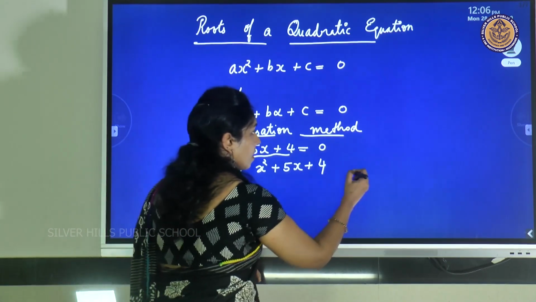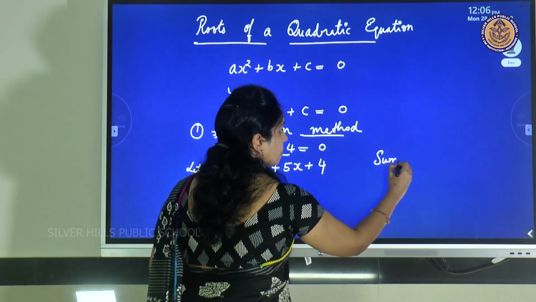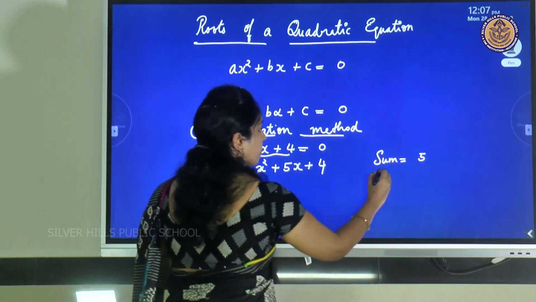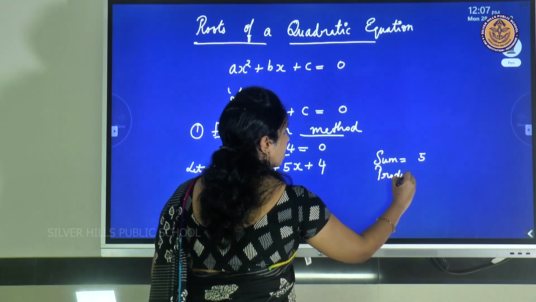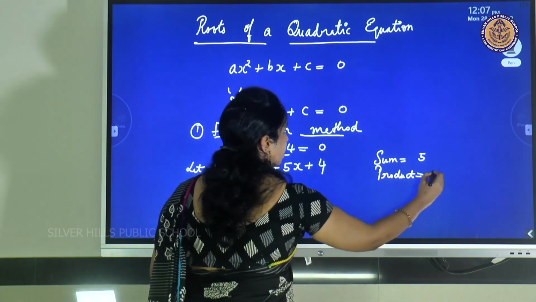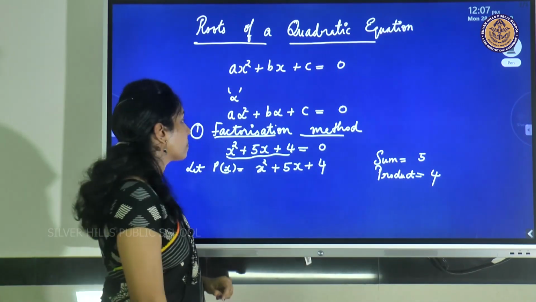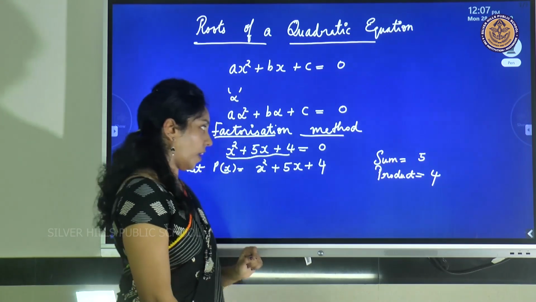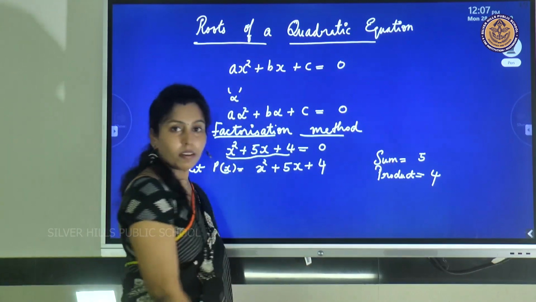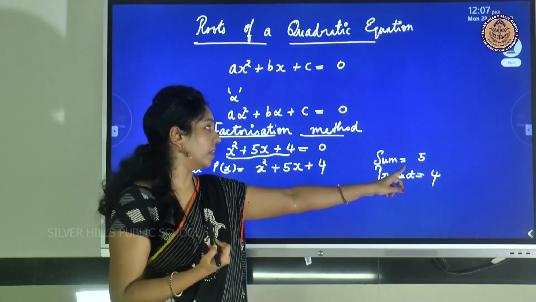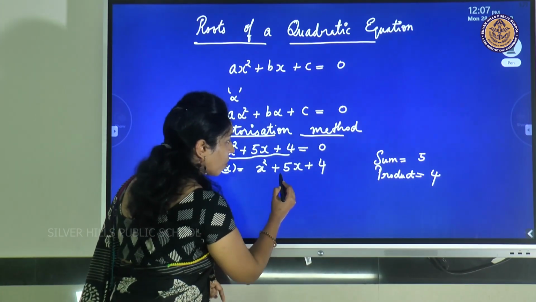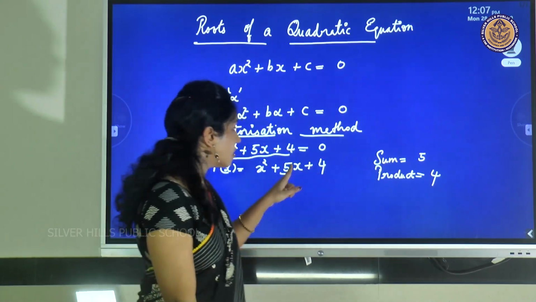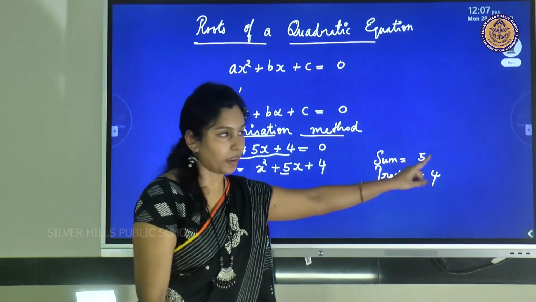Here sum is equal to 5, product is equal to 4, meaning I need to select two numbers whose sum is 5. And from where did I get this 5? This we use in splitting the middle term. This 5 is actually the coefficient of x. So I need two numbers whose sum is the coefficient of x, and that is 5.